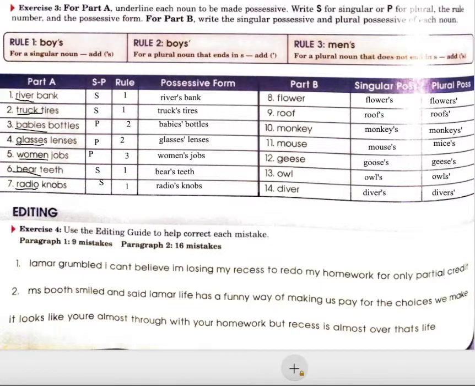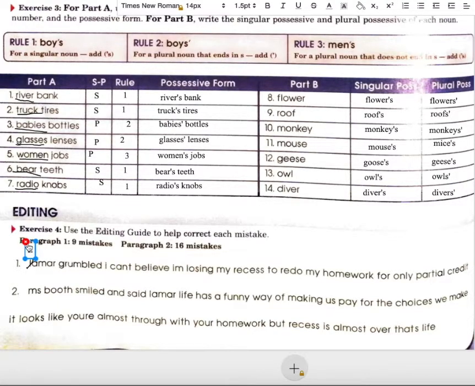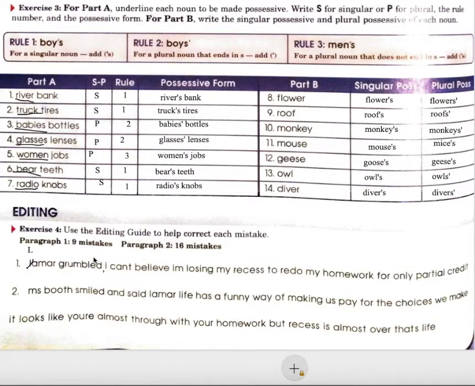Lamar grumbled. Capitalize Lamar. We have explanatory words at the beginning, so let's put in a comma right there. And then let's put quotation marks around what is being said. Capitalize I. Put in an apostrophe for the contraction can't. Capitalize I. Put in an apostrophe for the contraction I'm. Lamar grumbled, "I can't believe I'm losing my recess to redo my homework for only partial credit."